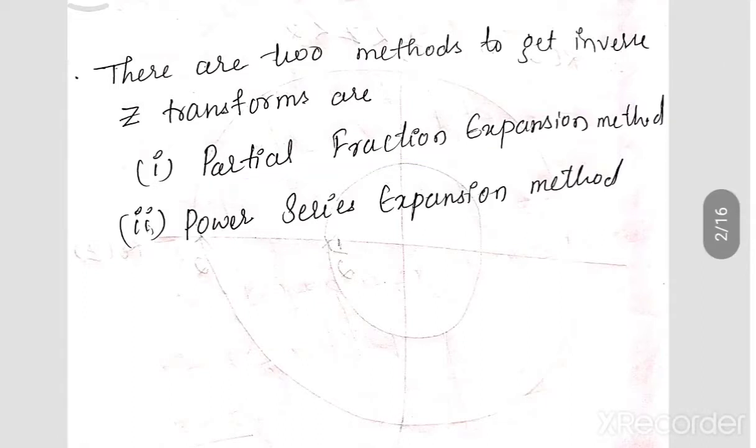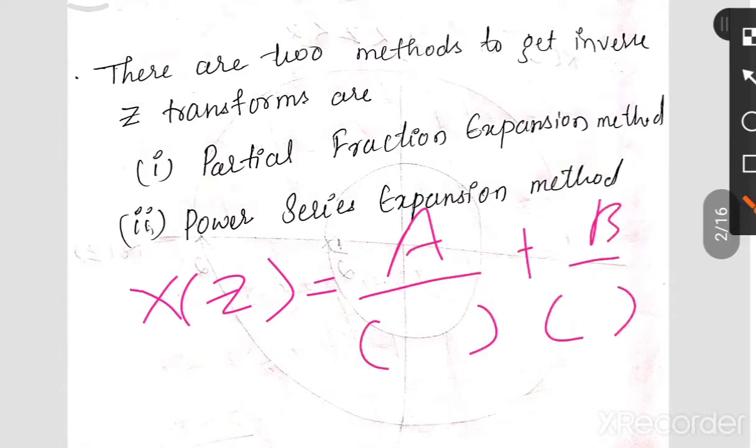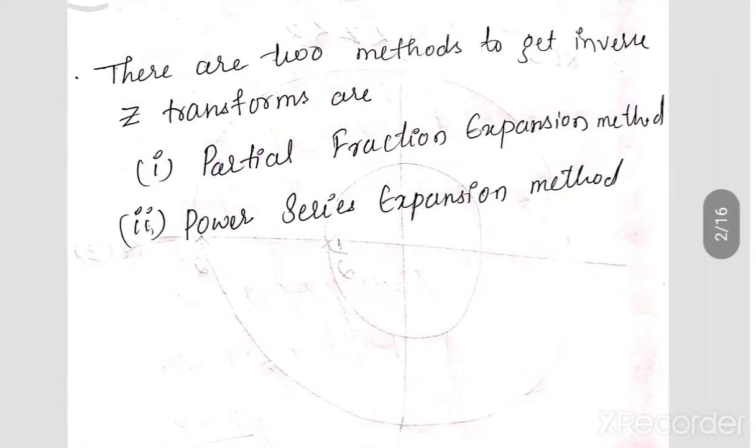We know that with partial fractions, any signal can be expressed in terms of factors, say A by one factor and B by another factor. So x of z, equal to numerator divided by denominator, can be expressed like this, and then we equate both sides and put some values to calculate the constants A and B. We are very familiar with partial fractions, so let's deal with that.